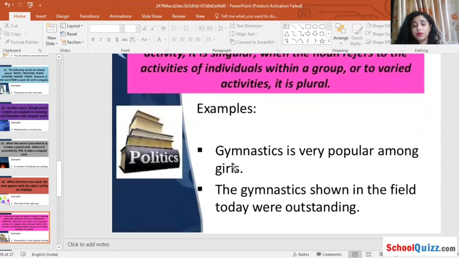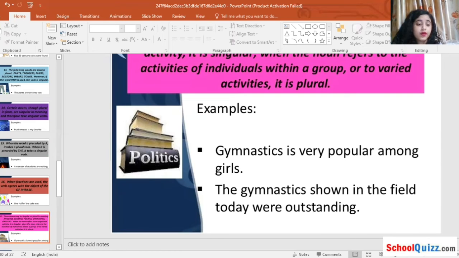Gymnastics is very popular among girls. Now gymnastics is done by everyone. It is one activity, is very popular among girls. That's why is is included. Gymnastics shown in the field today were outstanding. Now here what is the difference? Many gymnasts are performing over here. That's why were is included and not was.